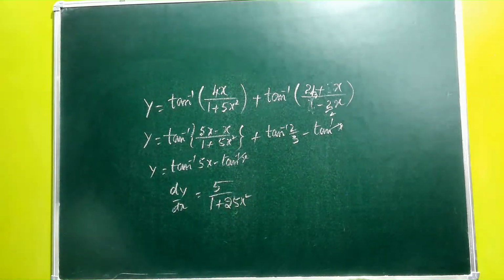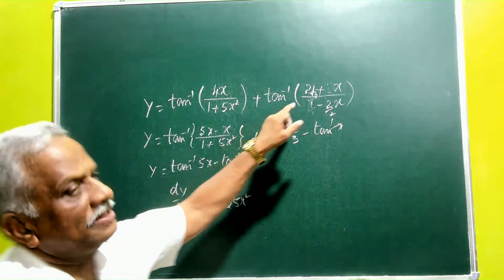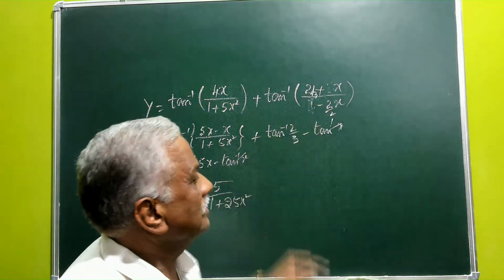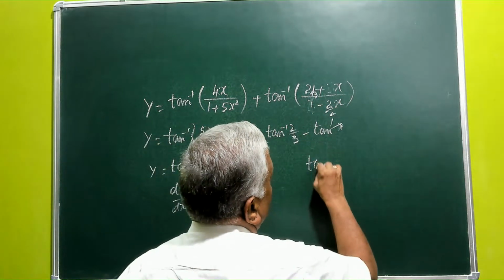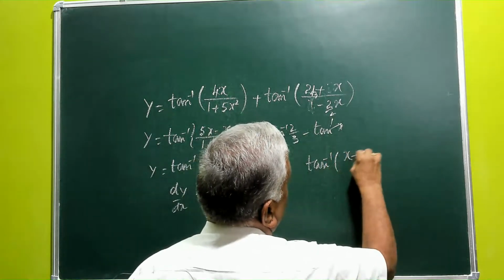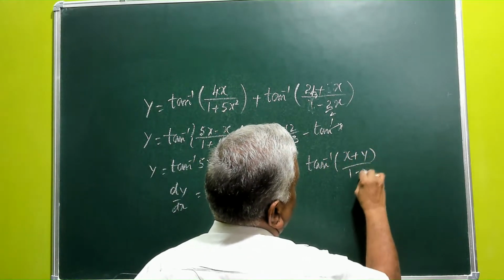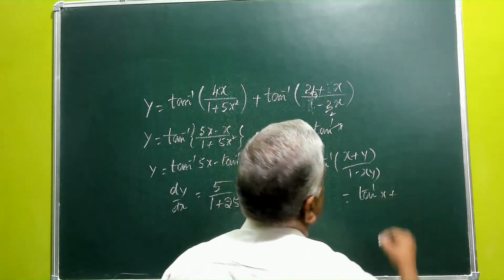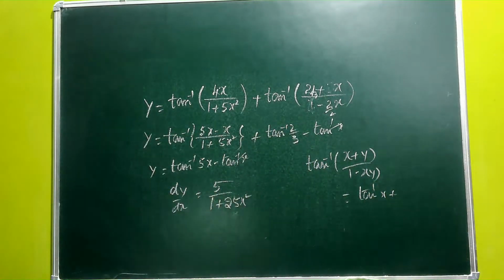This is the fastest way of doing it. Divide by 3 here only, as in the book. So that formula you should remember. Tan inverse of x plus y over 1 minus xy is tan inverse x plus tan inverse y. The minus sign is there. You can do it like this.